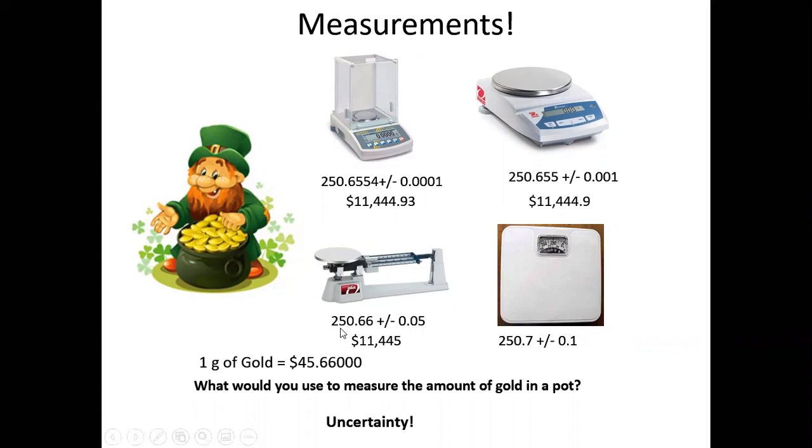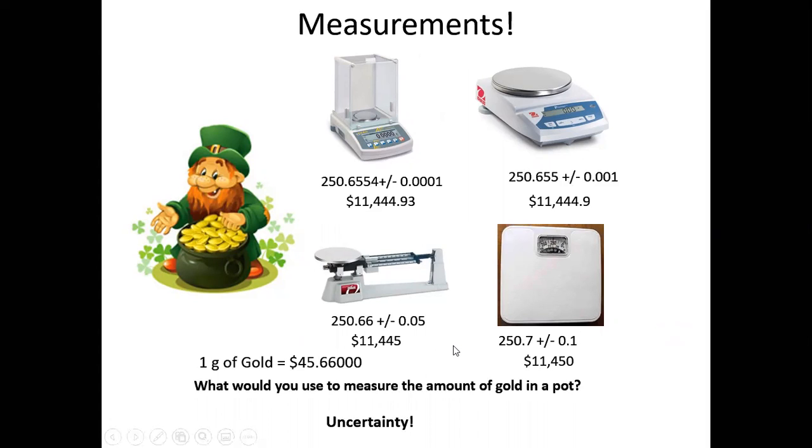For the triple beam balance, we get $11,445. And for the bathroom scale, he would get $11,450. So depending on what you use to measure, your quantity can kind of dictate, further down the road, your precision in your measurement, and that can determine how much money you would get. So if you used the least precise measuring device, you would actually have received $5.07 more than if you used the most precise measuring device listed here.